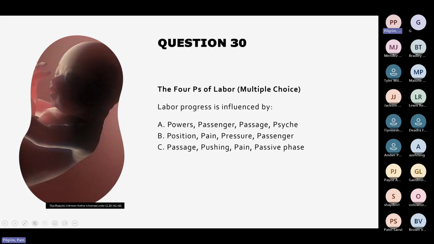Question 30. The 4 P's in labor. Labor process is influenced by what 4 P's? Seeing a lot of people get the right answer. The answer is A, powers, passenger, passage, and psyche. I've got a puppy that's trying to join me up here. All right.